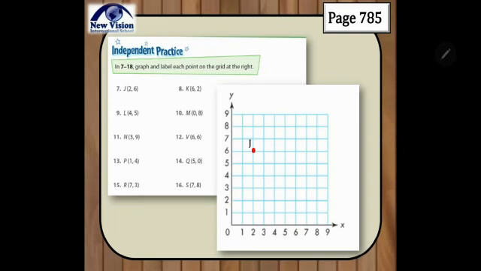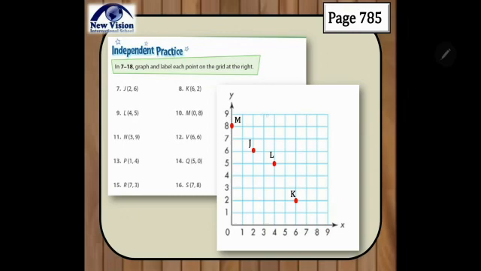Next, point K, 6, 2. So here is 6, 2, point K. Next, point L, 4, 5. So here's point L. Next, we have point M, 0, 8. So that's point M. Next, we have point N, 3, 9.